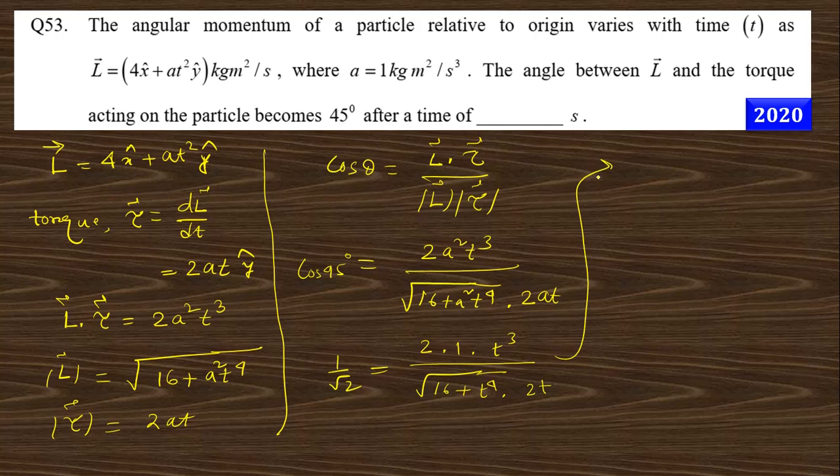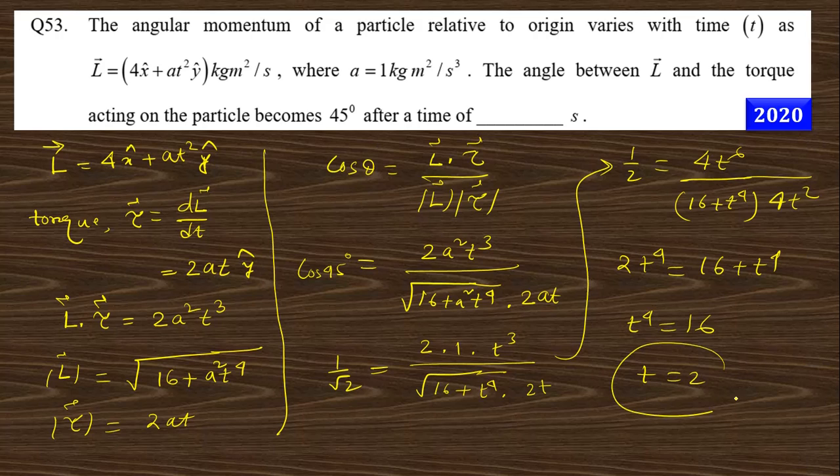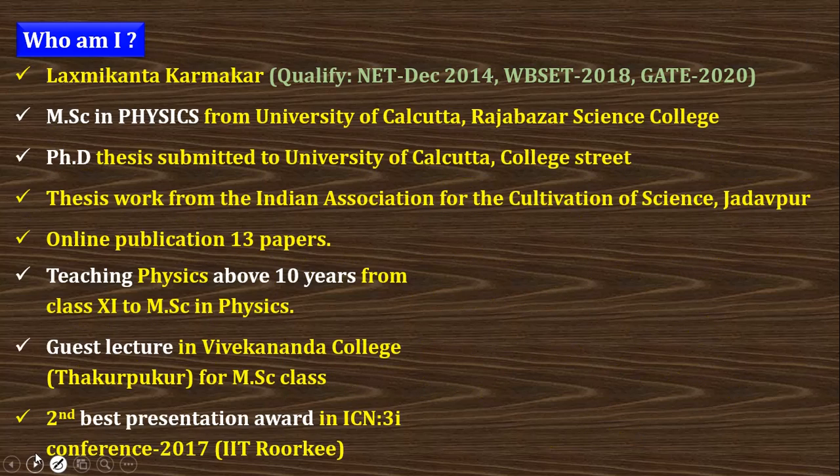If we square both sides, this becomes 1 by 2 equals 4 t to the power 6 divided by 16 plus t to the power 4, times 4 t square. The 4 cancels out, and t square cancels, leaving 2 into t to the power 4 equals 16 plus t to the power 4. So t to the power 4 is nothing but 16, so t is nothing but 2. So this is the answer of this question. Answer is 2. Clear? That's it.